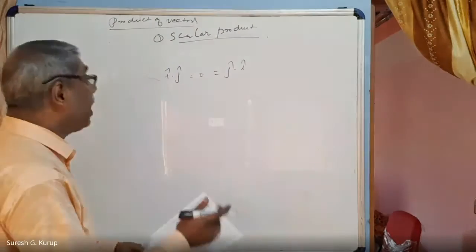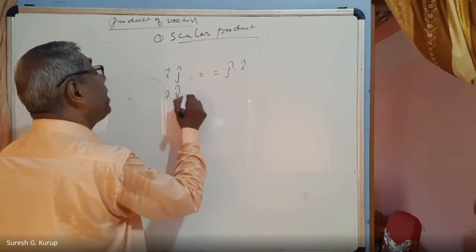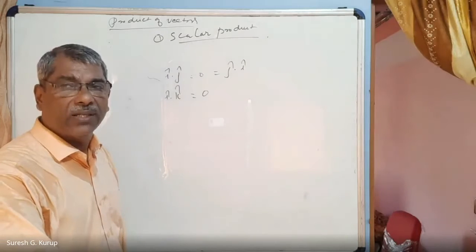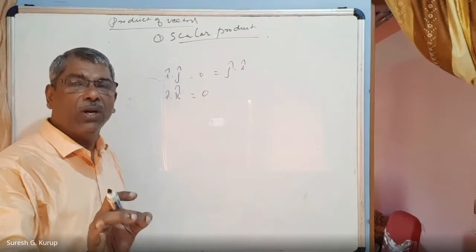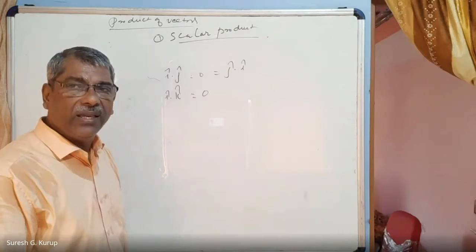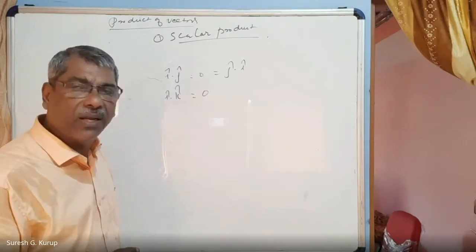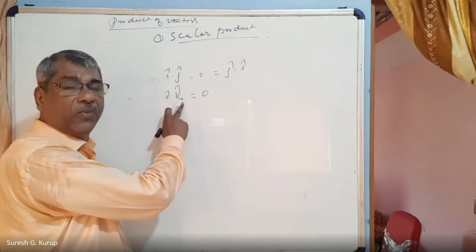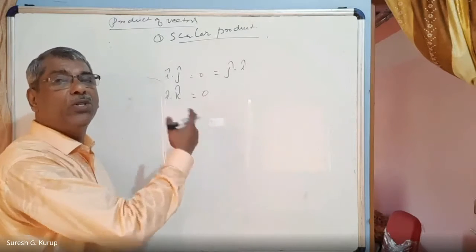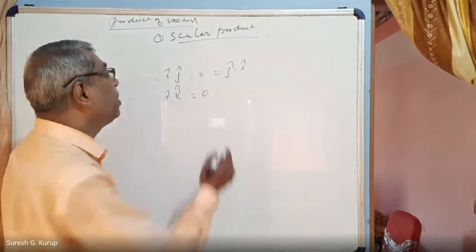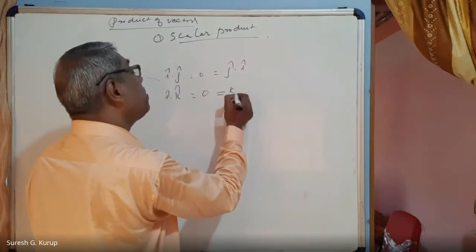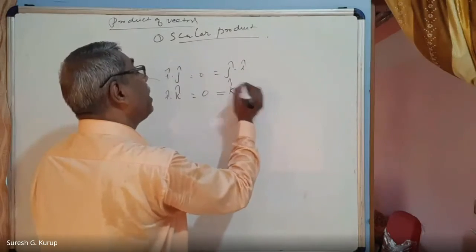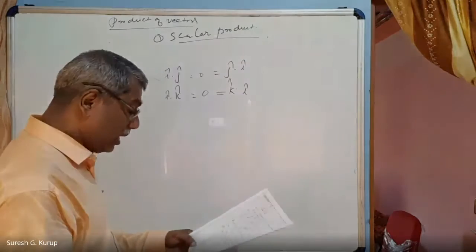Right? Next, i dot k. i dot k is equal to again 0 because i is the unit vector along the x-axis and k is the unit vector along the z-axis. The x-axis and z-axis are perpendicular to each other. Therefore, the magnitude of the first vector is 1, the magnitude of the second vector is also 1, 1 into 1 is equal to 1 into cos 90. Cos 90 is equal to 0. Therefore, this is equal to 0. This is the same as k dot i also I can write. k dot i, k cap, i cap. All right.